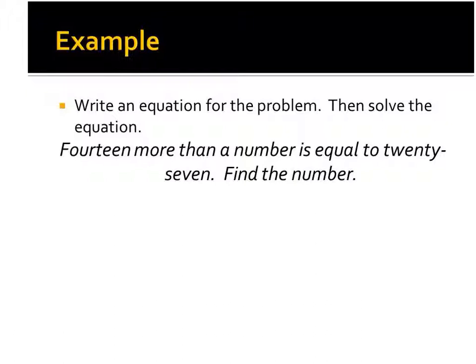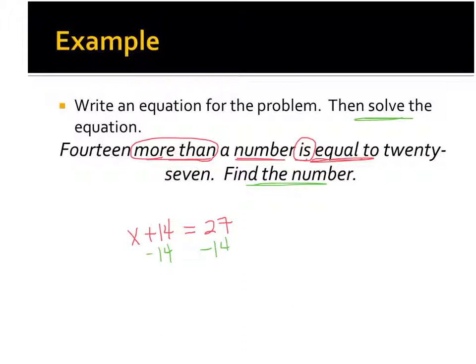The last one we're going to do, we need to start out by writing our equation and then we're going to solve it. So if we just read this, it says 14 more than a number. More than, we really should put at the end, more than and less than. So a number, let's use x. 14 more than x, x plus 14, is, that's equals, well, is equal to is also equals, 27. All right, so that would be 1 point there, and then it says to find the number, it says to solve. So if I subtract 14 from both sides, x equals 13.